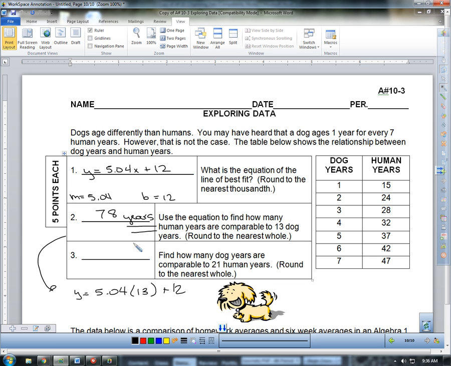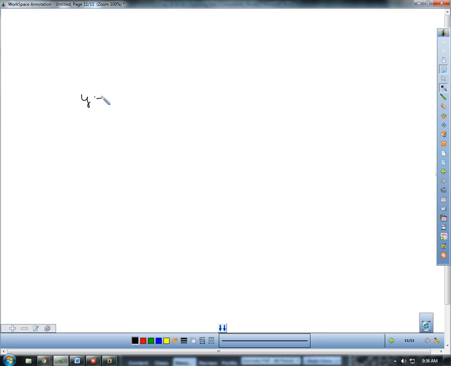It's going to be important to label your stuff now that we're dealing with some units and everything. So now it says find out how many dog years are comparable to 21 human years. Okay? So, I'm going to get a new sheet here. y equals 5.04x plus 12. So now they're giving you human years, which is my y coordinate. So they gave you 21. So I have 21 equals 5.04x plus 12. Okay? It's important that I subtract 12 from both sides.